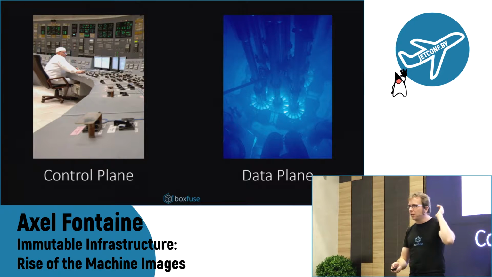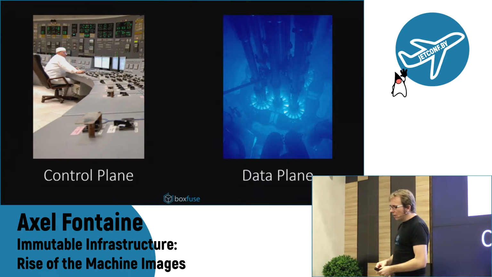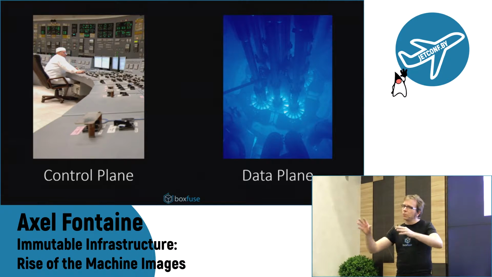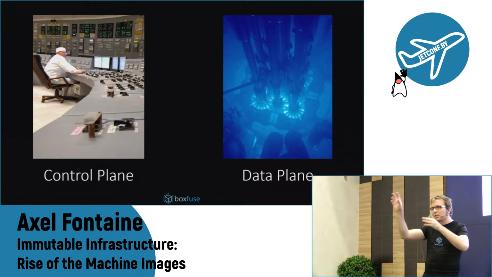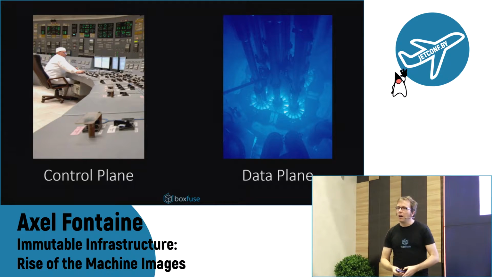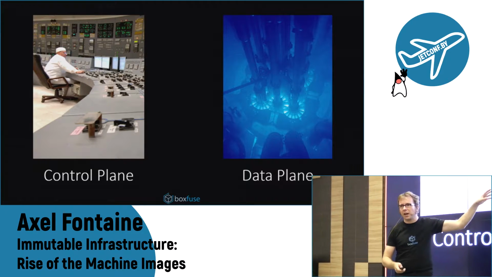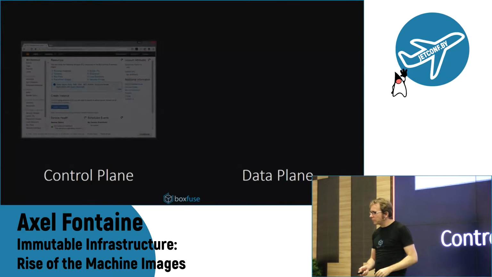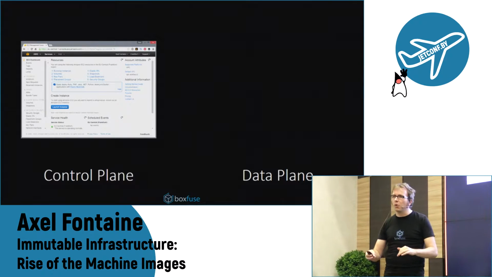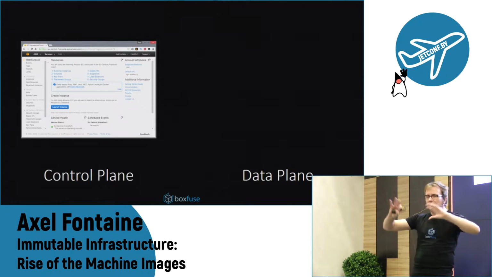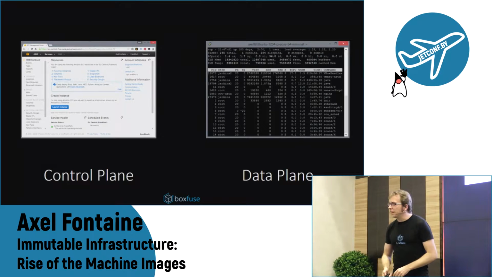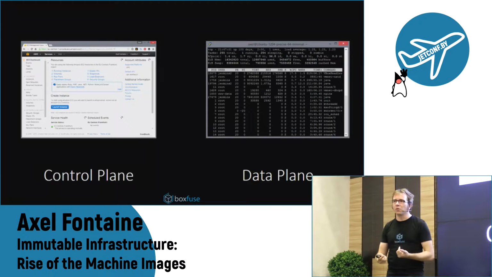In this example here, control plane, we've got a nuclear power plant. The control plane would be the control room where you've got all the dials and the monitors, and the data plane would be the chamber where you've got the pool with the submerged rods where the reactions are actually happening. If we bring that back to software, the control plane could be your console, for example, for your cloud, and the data plane would be your actual instances doing work.